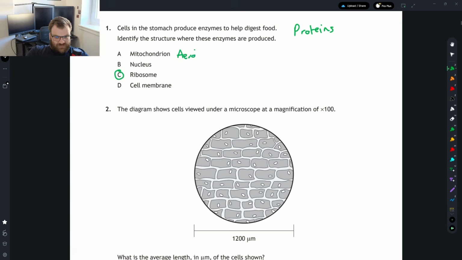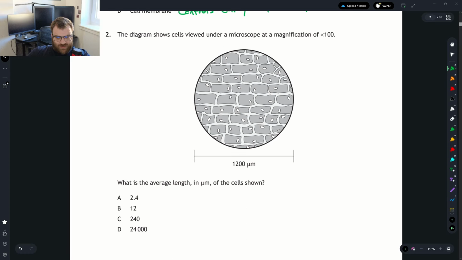Mitochondria is the site of aerobic respiration. The nucleus contains the genetic information, also controls the cell activities, and the cell membrane controls what enters and exits the cell.